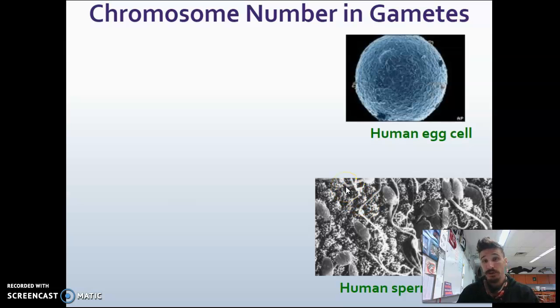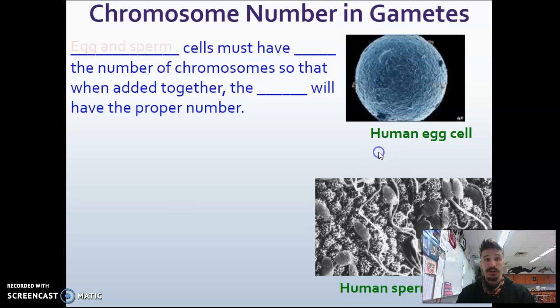So chromosome number in gametes, right? Gametes are the biological term for sex cells. Gametes describe sperm and egg, and you see I have human egg cells and human sperm cells pictured here. So egg and sperm cells actually have to have half the number of chromosomes. Now think about that for a second. Why would egg and sperm need half the number of chromosomes? Well, don't egg and sperm come together to make the zygote, the first cell you ever were? If each one had 46, that first cell would have 92. That's not a human. But if each cell had 23 and they came together, then that would make that first cell with 46 chromosomes. That's a human.